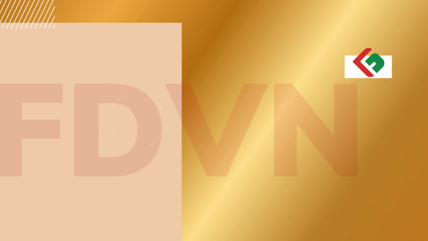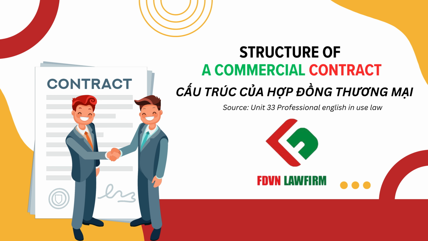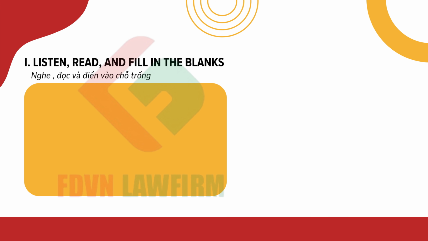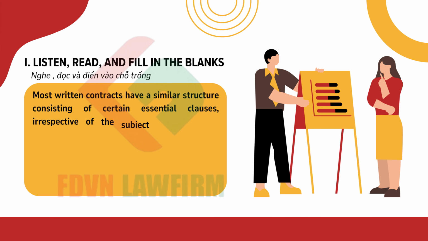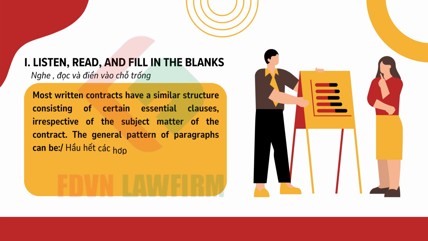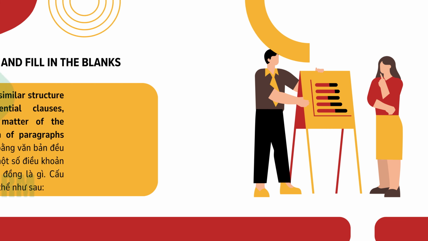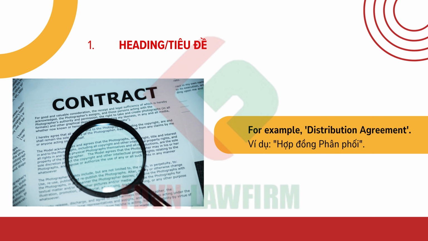In today's video, we will introduce a new lesson on the topic of structure of a commercial contract. Listen, read, and fill in the blanks. Most written contracts have a similar structure consisting of certain essential clauses, irrespective of the subject matter of the contract. The general pattern of paragraphs can be: 1. Heading, for example, distribution agreement.